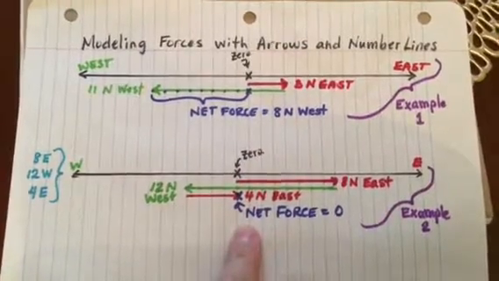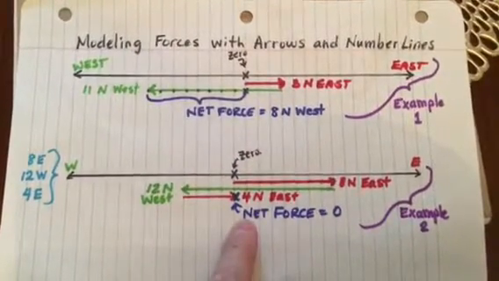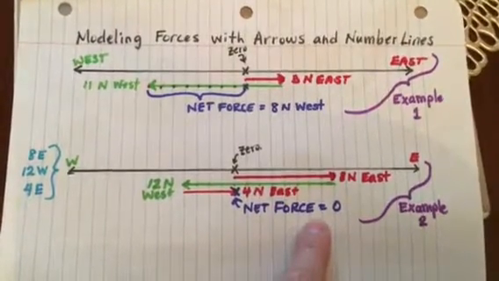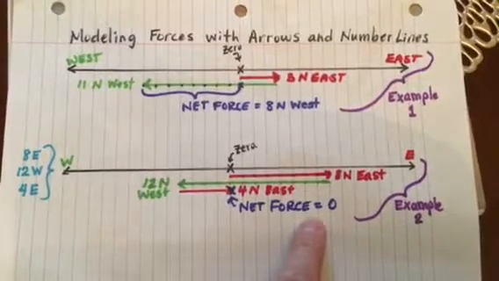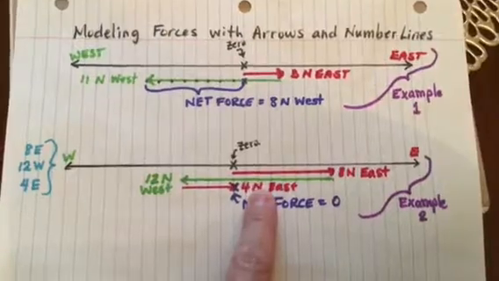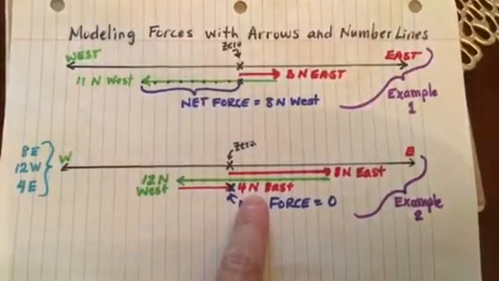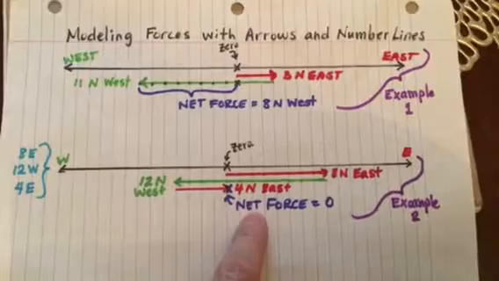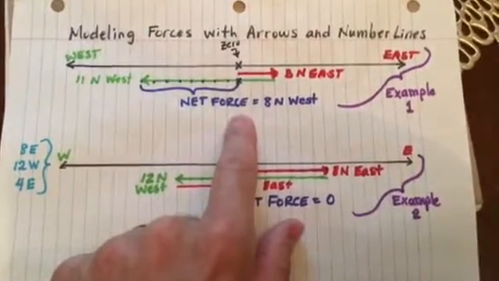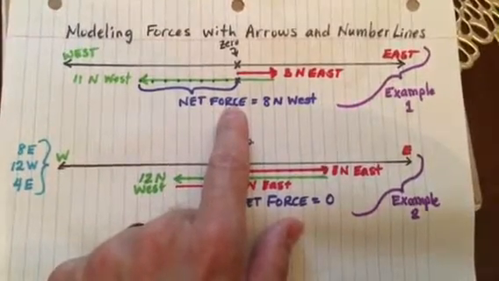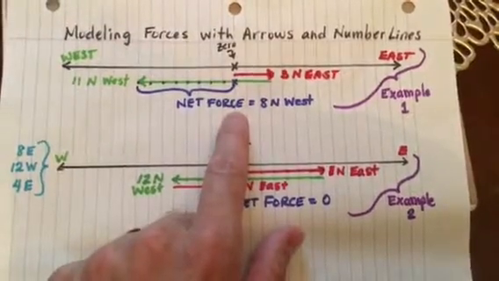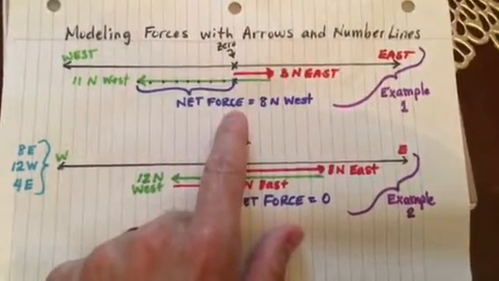In example 2, whatever this object is that we're putting all these forces on would not accelerate, because the net force is 0, and so balanced forces do not produce acceleration. They don't change the motion. So if this object is at rest, it's going to stay at rest. Or if this object is in motion, it's going to continue with the same motion, the same velocity, speed, and direction. This object at rest is going to begin to accelerate to the west, and this object already in motion is going to begin to accelerate to the west also.